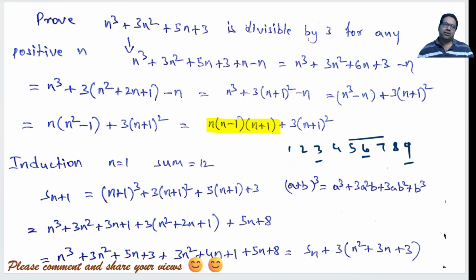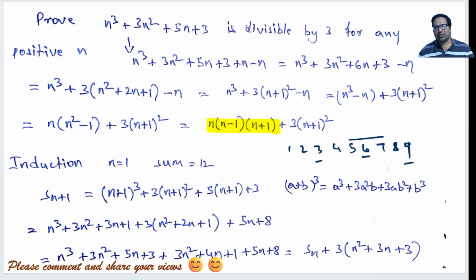So what does that mean? So the summation of n plus 1 is equal to the summation of n plus 3 times some number. Obviously, because this is a multiple of 3, this is also a multiple of 3. So the summation of n plus 1 is a multiple of 3.